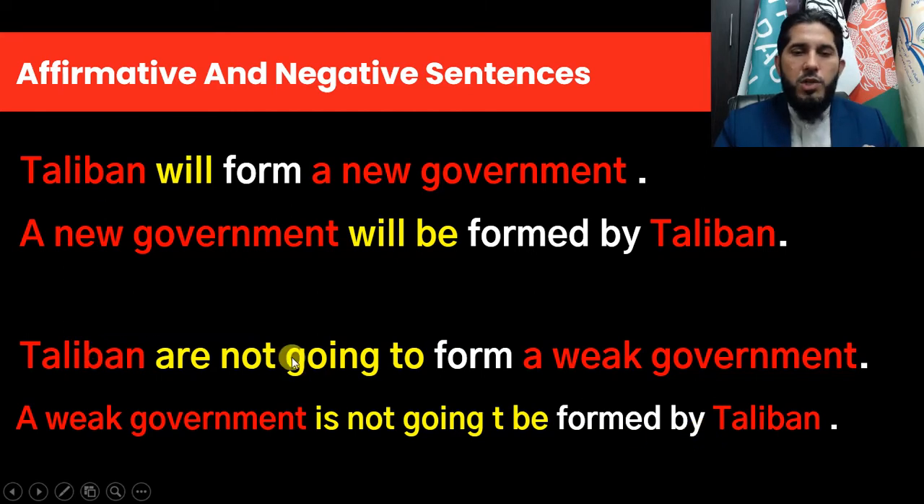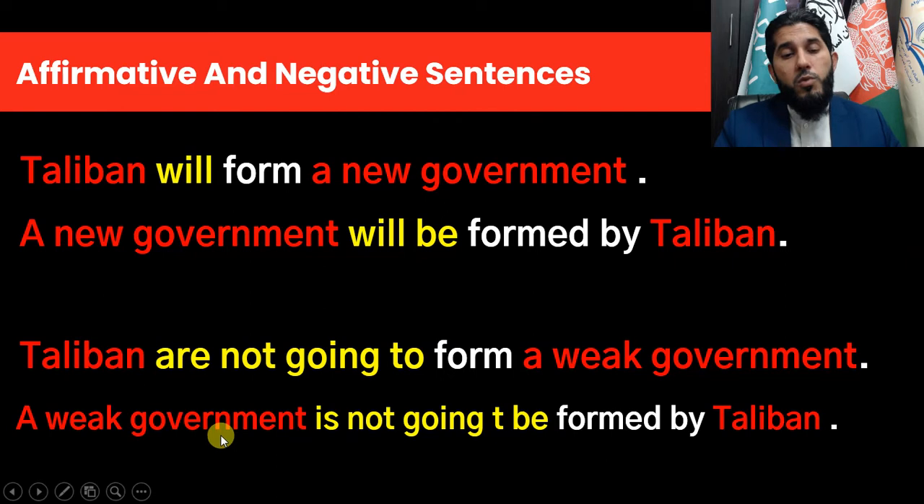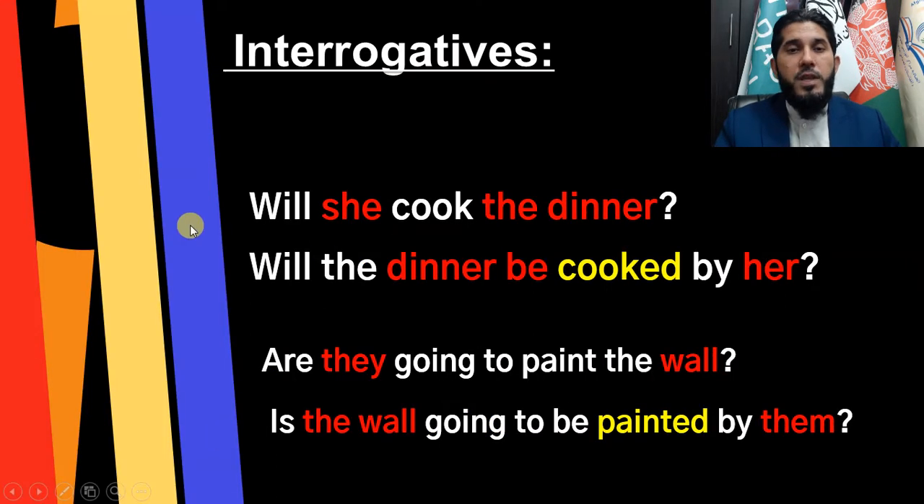Subject Taliban is the doer of this action, forming, and a weak government is the object, or the receiver of this action, form or forming. And here the object became the subject, so the subject of this sentence is not the doer of this action formed, it is the receiver of this action, and therefore we say it's passive form.